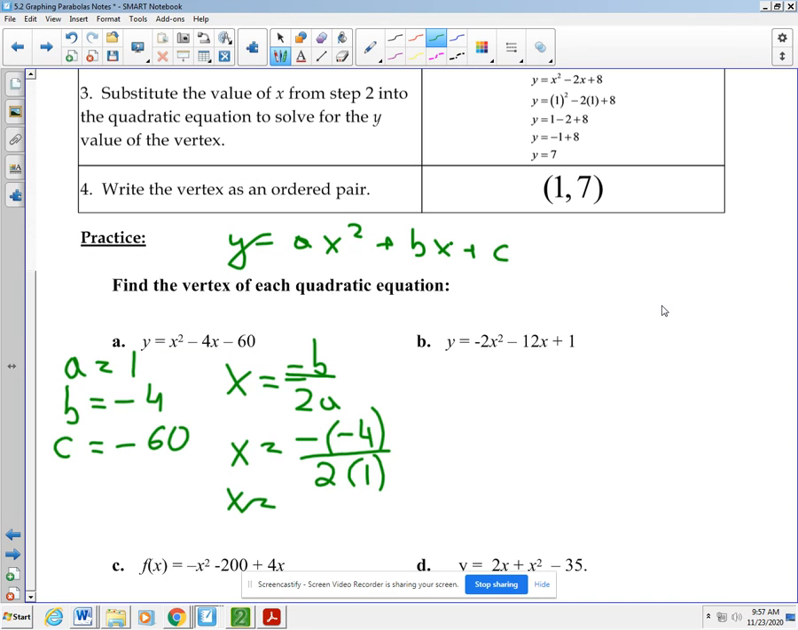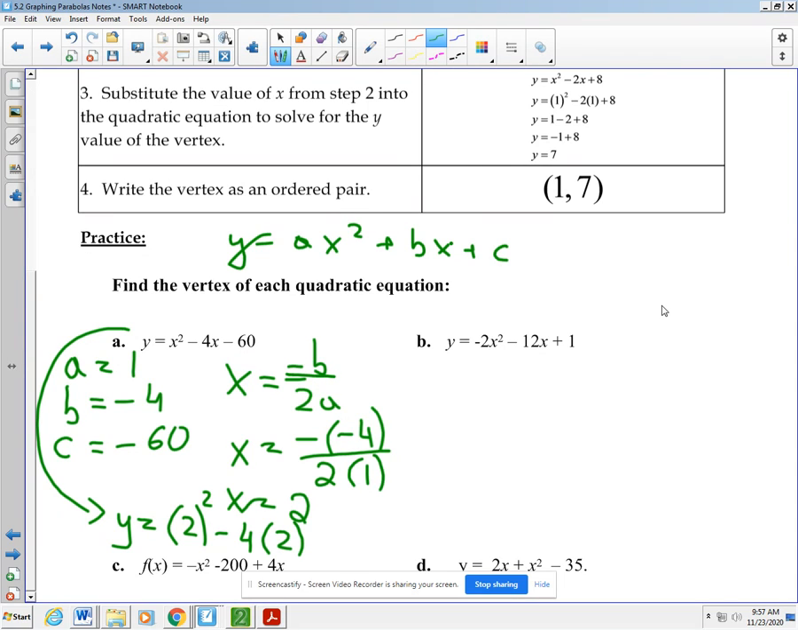Okay, but don't stop here. The vertex is always x comma y. Okay, so the vertex is x comma y. So how do you get the value of y? You substitute it back in the original problem. So you will do y equals 2 squared minus 4 times 2 minus 60.